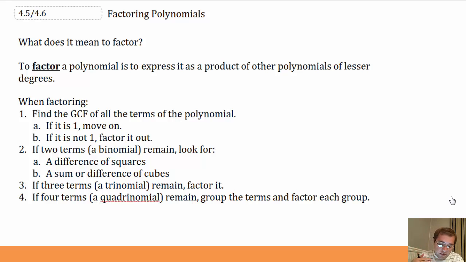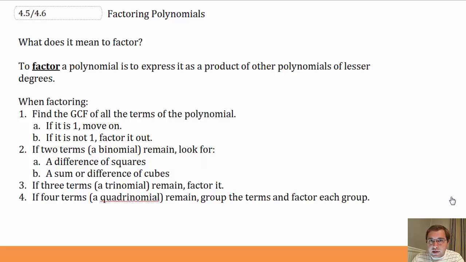When we're factoring, here's some steps we can follow. First, we want to find the GCF of all the terms of the polynomial. If the greatest common factor of all of the terms is 1, then we move on to the next step. If it's something other than 1, we want to factor out that GCF. Put it in the front with a set of parentheses, and what's left will go in the parentheses.